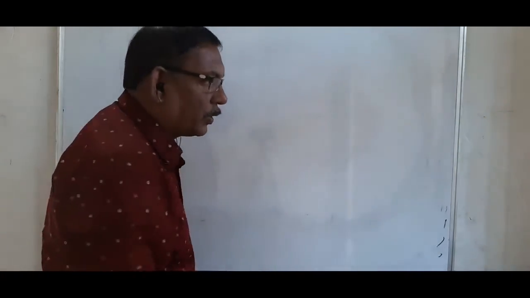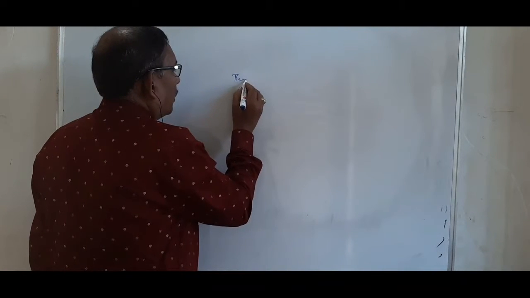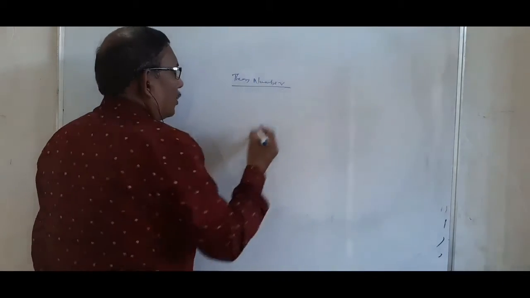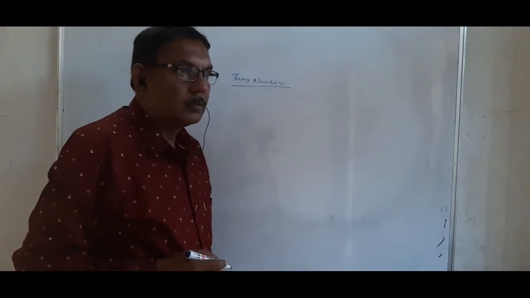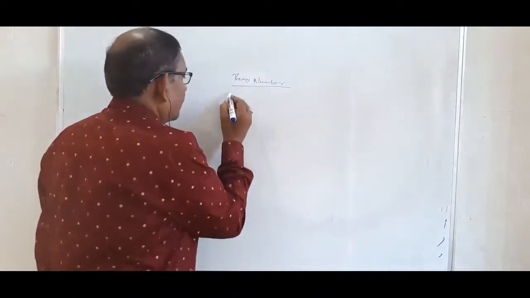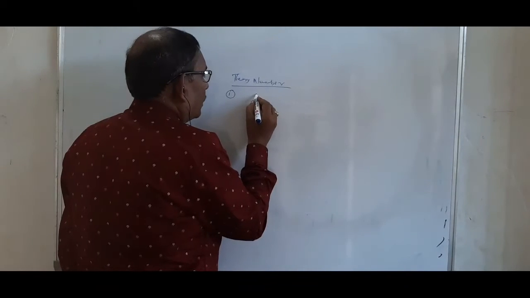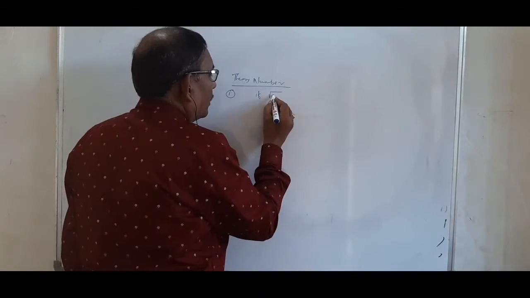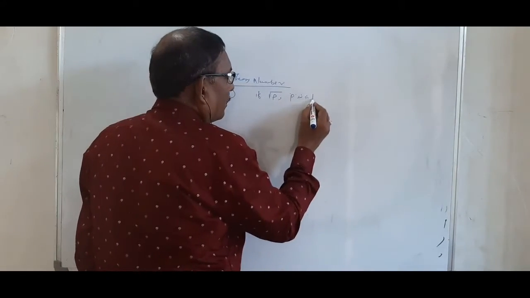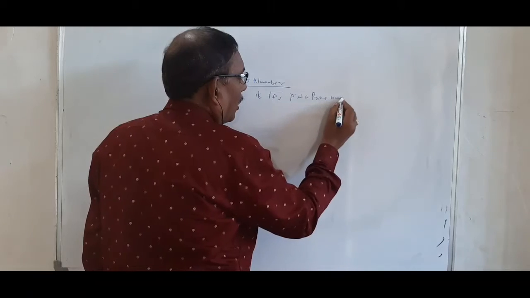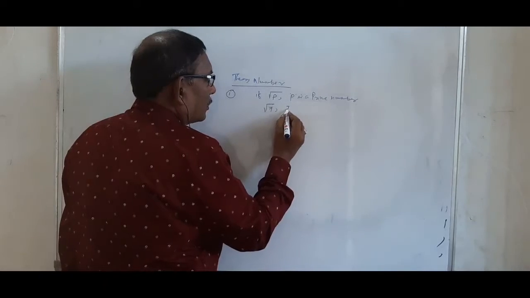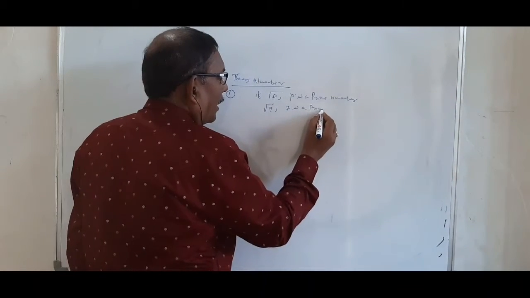Now, number theory. In number theory, we discuss some facts of irrational numbers. If p is under the root, then p is a prime number. For example, root 7. So 7 is a prime number.